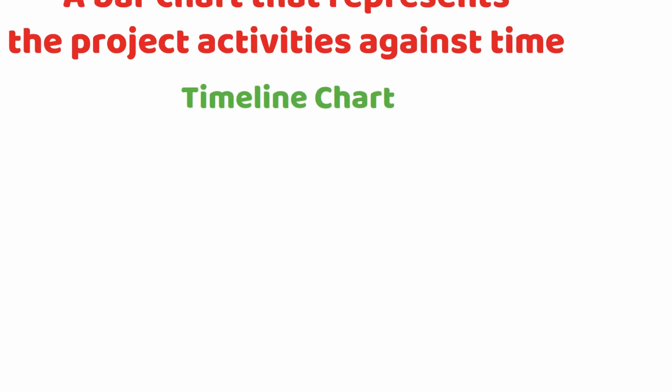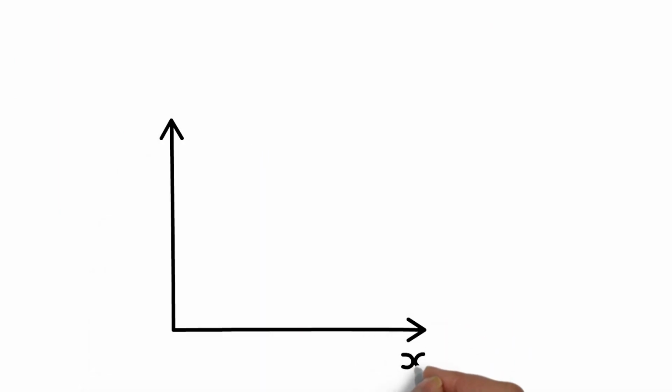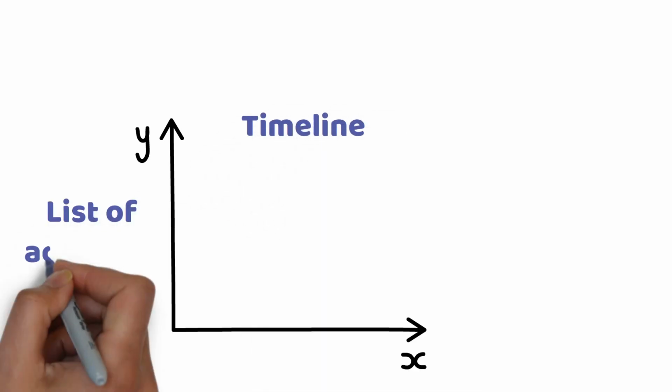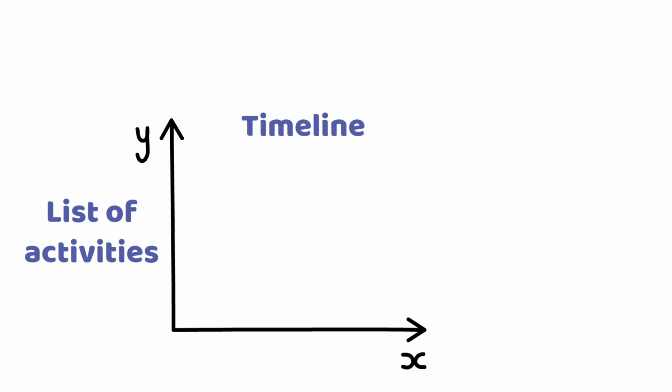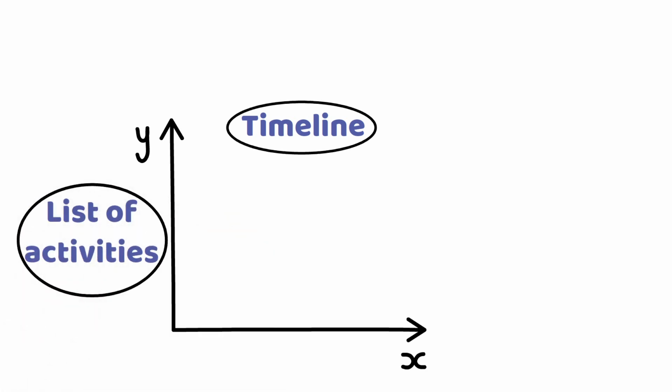Like any other chart, it has 2 axes. The horizontal or x-axis represents the timeline, and the vertical or y-axis represents the list of activities to finish the project. Timelines are usually placed on the top. A list of activities is usually placed on the left side.